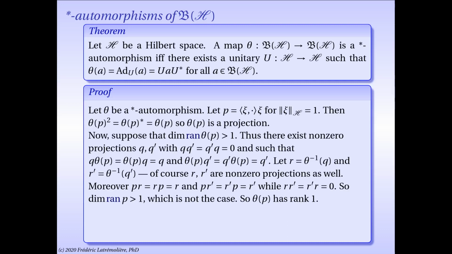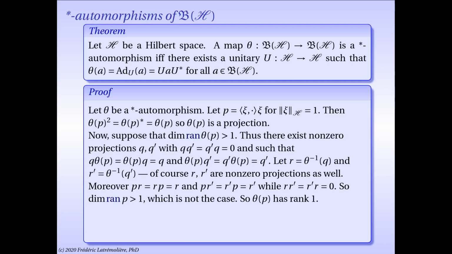Let's suppose, for a moment, that the rank of theta of p is strictly more than 1. I claim that then there exist two non-zero projections, q and q prime, which are orthogonal in the sense that q q prime equals q prime q equals 0, and such that q times theta of p equals theta of p times q equals q, and theta of p times q prime equals q prime theta of p equals q prime.